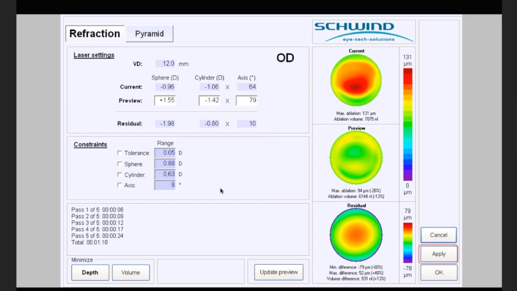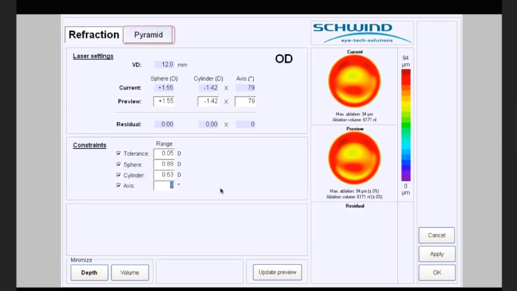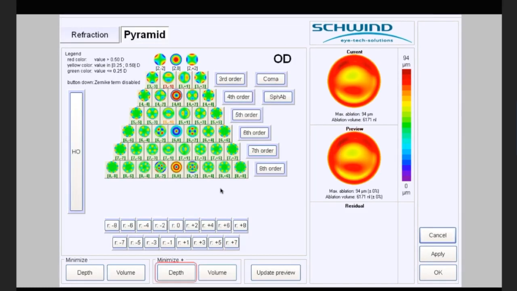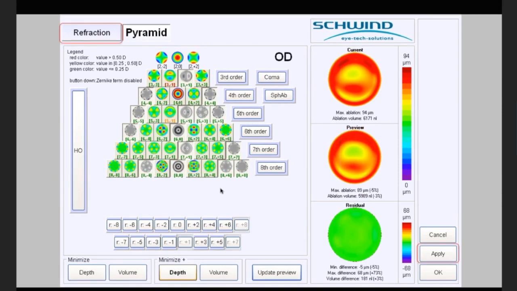And we click OK or apply, and we go through to the Zernike pyramid. And then we're going to see here that we've got another option here. If you just click on minimize depth plus, I think that is then telling the laser we only want to treat the aberrations that are more than 3 standard deviations from the population mean. In other words, the dominant aberrations here. And click on that. Again, it will run the calculation for you, and you'll see you'll save a bit of tissue.